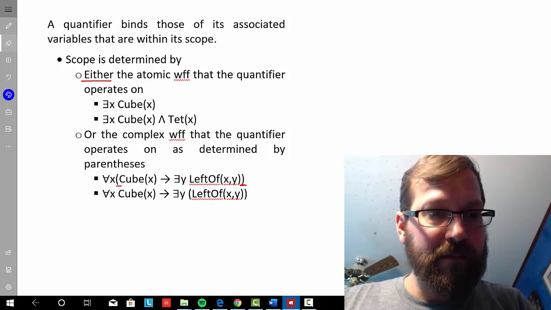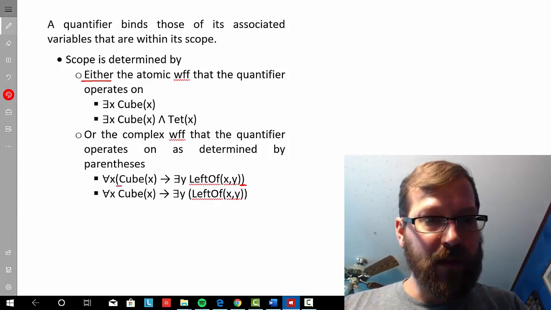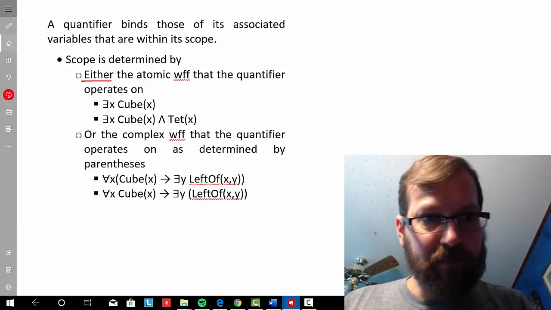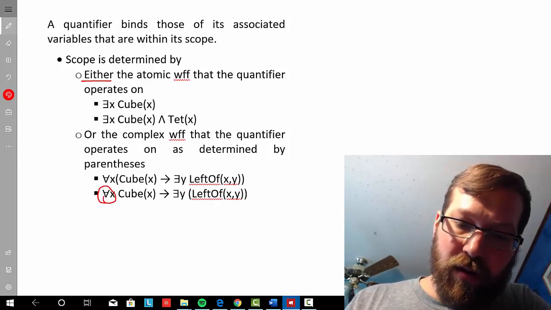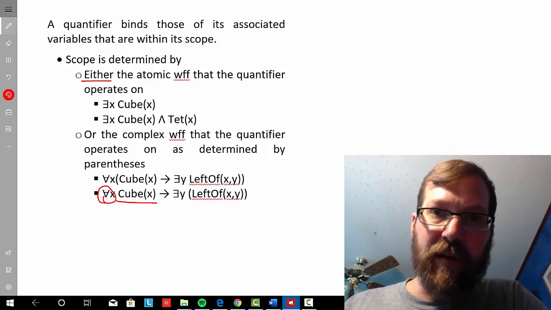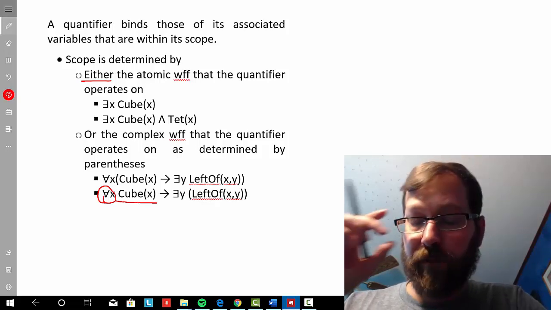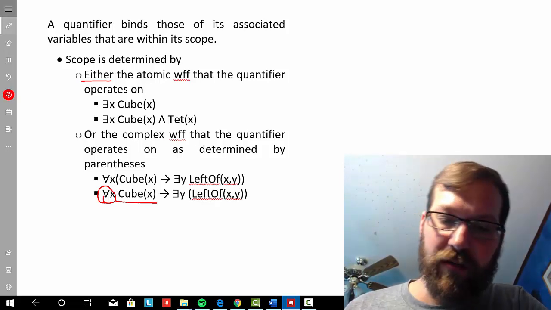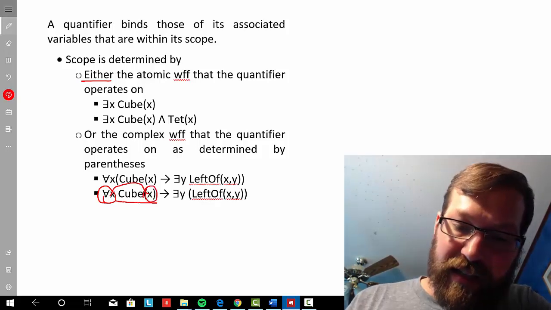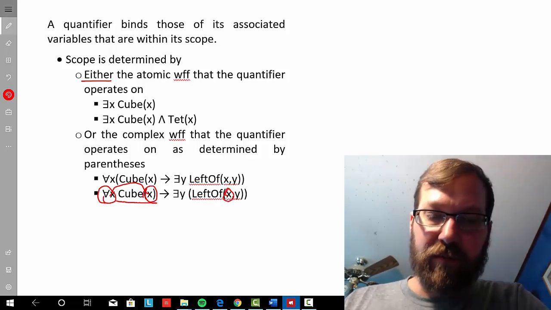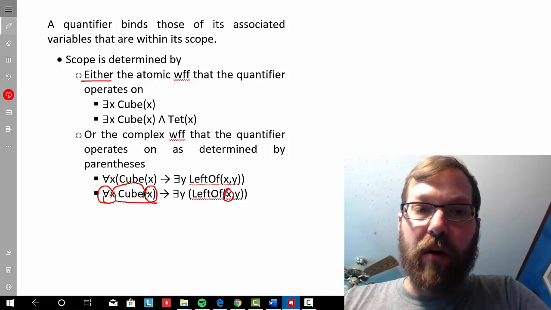In the next case, our universal quantifier here only extends out to here because we don't have the parentheses that allow it to extend all the way over the well-formed formulas in question. So it succeeds in binding that variable, but it does not succeed in binding this variable. It turns out that the second x there ends up being free or unbound.